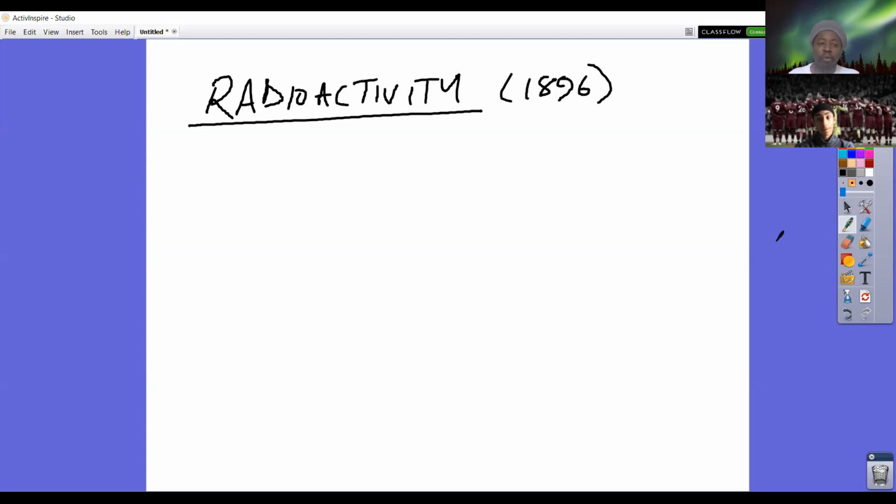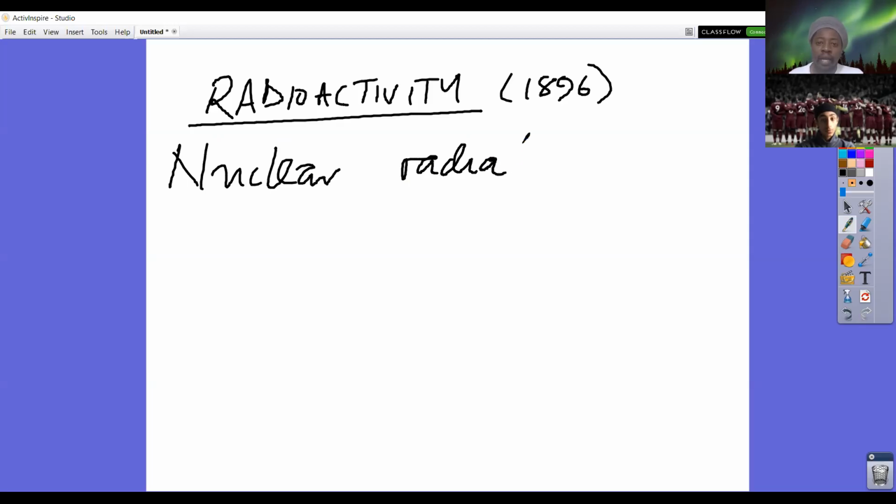So normally when we talk about radioactivity, another term that comes across is nuclear radiation, okay? These two are very linked, nuclear radiation and radioactivity, because radioactivity actually originates in the nucleus. That's where it starts from, in the nucleus. So why are substances radioactive? Why do we have radioactivity?